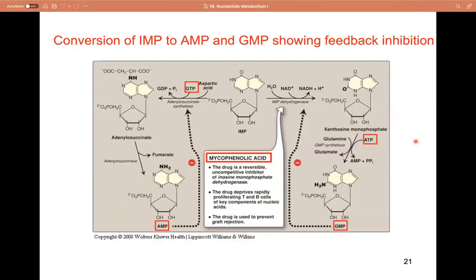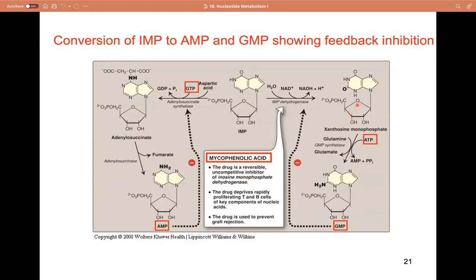Okay, this is the same slide as earlier. Now, how is the IMP actually converted to AMP and GMP? This is a 2-step process. First, the adenylosuccinate is converted to IMP, and then you eventually end up with xanthine monophosphate.